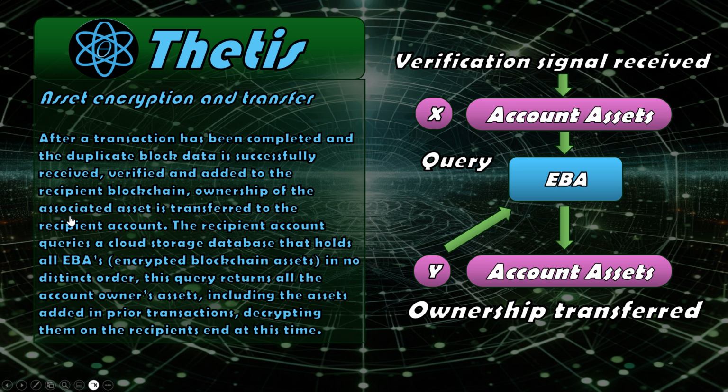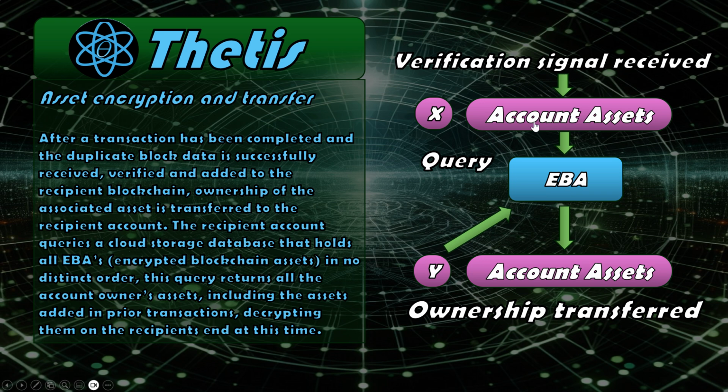The recipient account queries a cloud storage database that holds all EBAs, encrypted blockchain assets, in no distinct order. This query returns all the account owner's assets, including the assets added in their prior transactions, decrypting them on the recipient's end at this time.